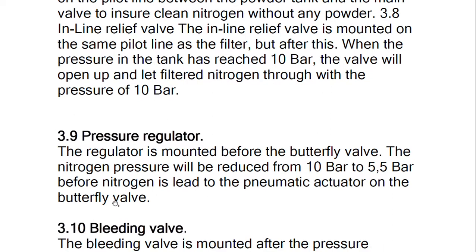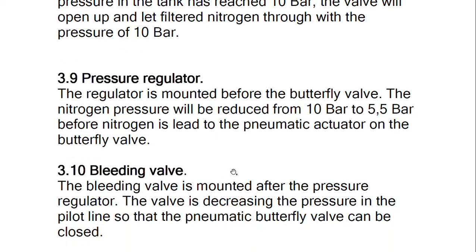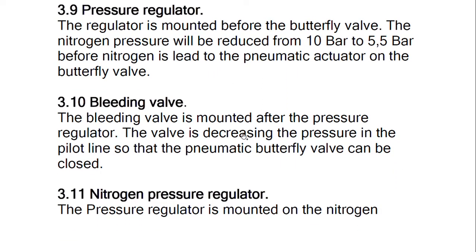We have pressure regulator. The regulator is mounted before the butterfly valve. The nitrogen pressure will be reduced from 10 bar to 5.5 bar before nitrogen is led to the pneumatic actuator on the butterfly valve. Now there are bleeding valves. The bleeding valve is mounted after the pressure regulator. The valve is decreasing the pressure in the pilot line so that the pneumatic butterfly valve can be closed.